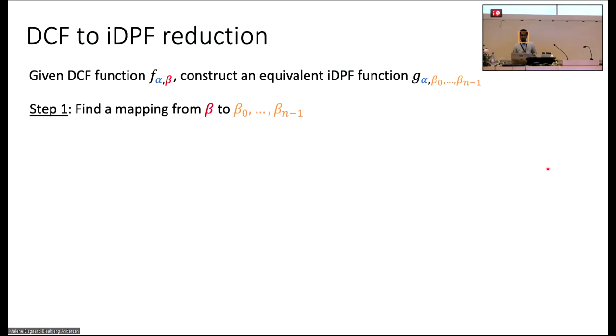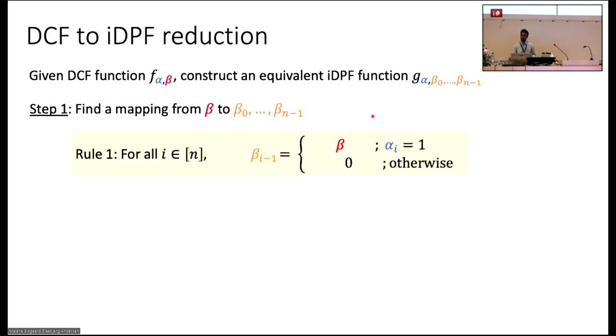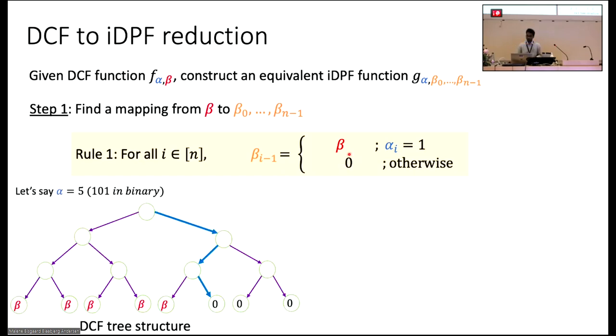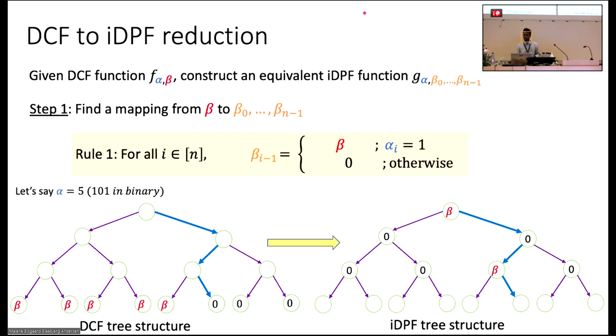Step 1 of the reduction is as follows. First, you find a mapping from the red beta of the DCF to orange beta values of the iDPF. The mapping is as follows. You look at the ith bit of alpha from the left, and if it is 1, you set beta_{i-1} to be the red beta of the DCF, and 0 otherwise. For example, if you have the following DCF structure on the left, encoding the orange beta in this fashion will give you the following iDPF tree on the right.